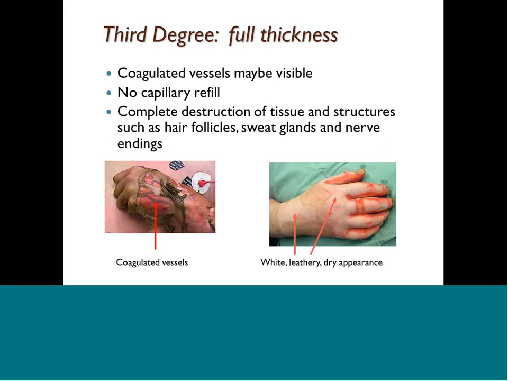With third-degree burns, you can see some coagulated vessels, and that does mean that the area is very deep. There is no capillary refill for a third-degree burn, and there's complete destruction of the tissues and structures, such as those hair follicles, sweat glands, and nerve endings. Now, the nerve endings will regenerate. When they do come back, the person has a little bit more sensation to touch or feel, or hot or cold. With a person that has a third-degree burn, they will never grow hair where they've had a third-degree burn, and they will never sweat because those two appendages do not grow back.